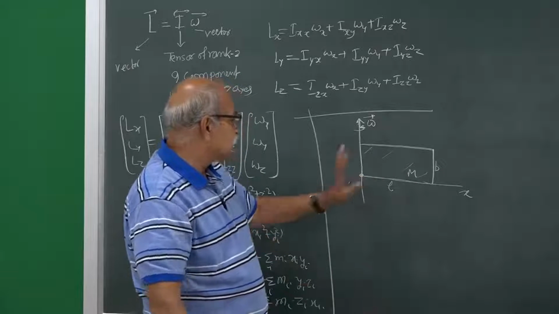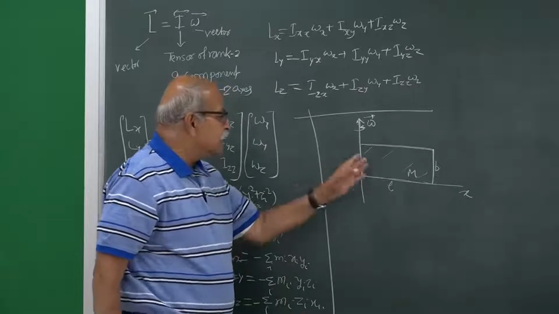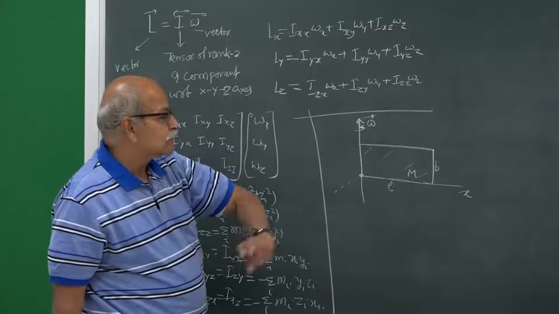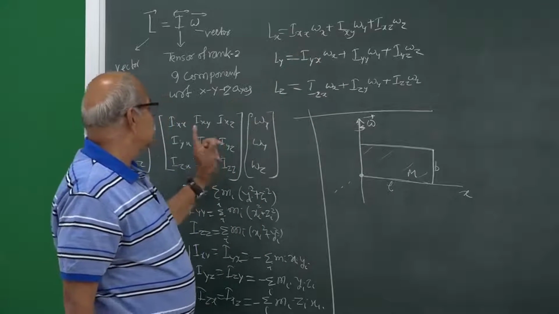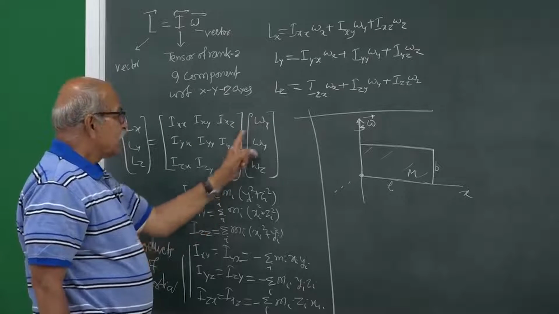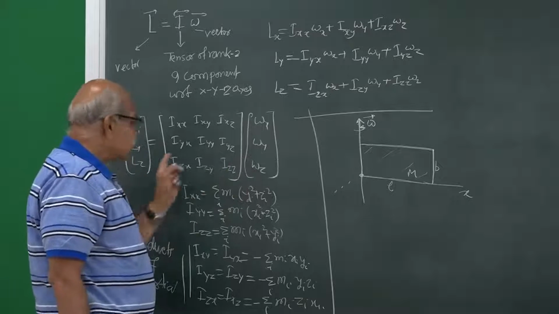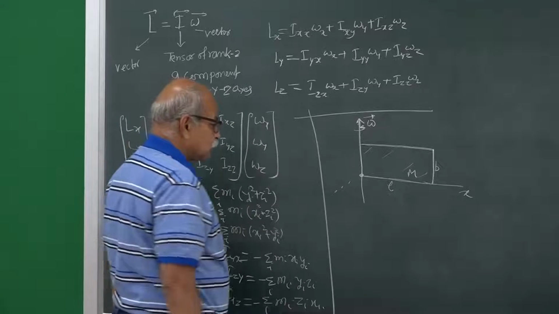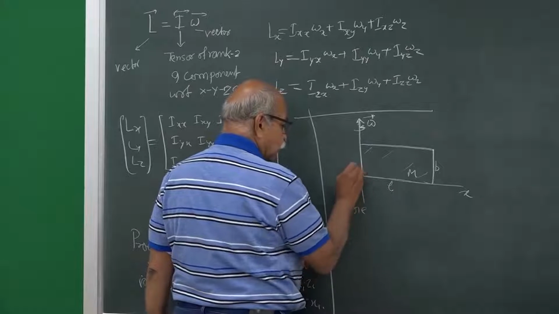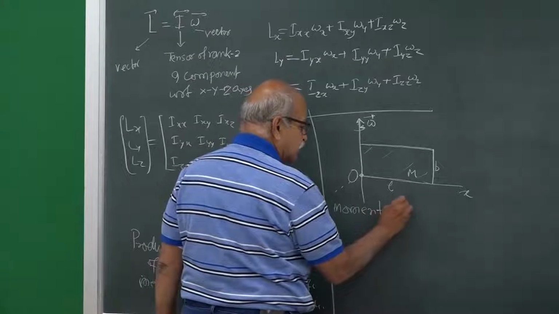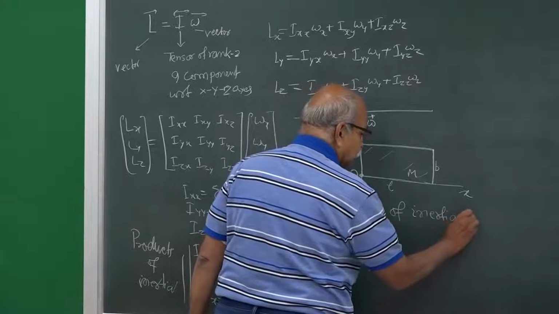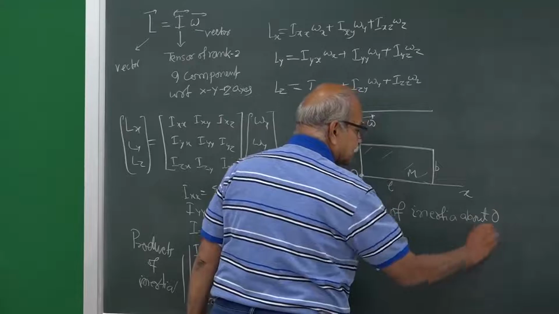That is the kind of situation, and what we need is the angular momentum of this rigid body. For that I need the moment of inertia, these 3 by 3, 9 components, and then we will write omega, write L, and calculate that. So, let us first calculate the moment of inertia about O, about the origin.